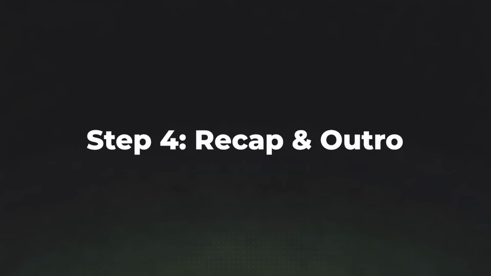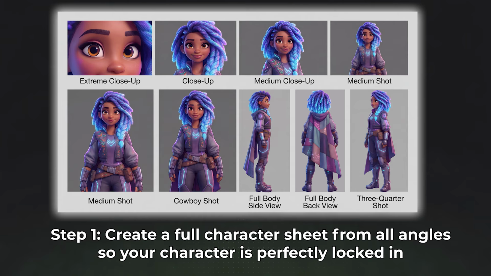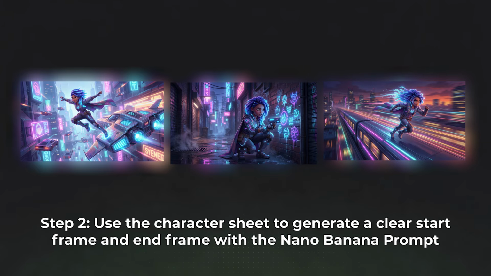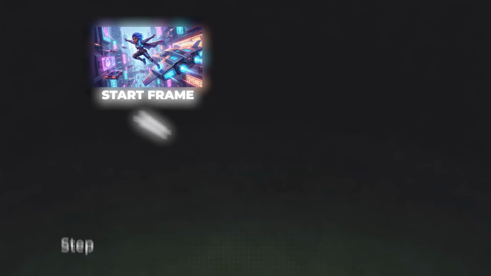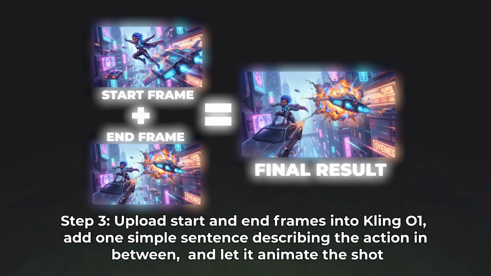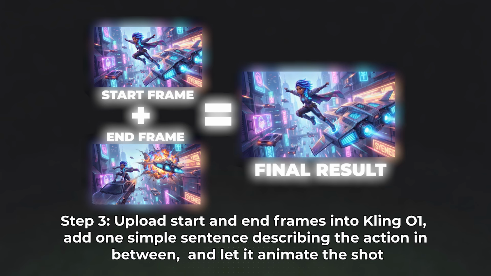So let's recap this simple 3-step workflow real quick. So the first one, create a full character sheet from all angles so your character is perfectly locked in. Next, use the character sheet to generate a clear start frame and end frame with the NanoBanana prompt. And lastly, upload start and end frames into Kling AI. Add one simple sentence describing the action in between and let it animate the shot for you. And that's the full workflow. NanoBanana Pro gives you insane consistency. Kling AI turns your frames into smooth animations, and together you can build almost any scene you can think of.